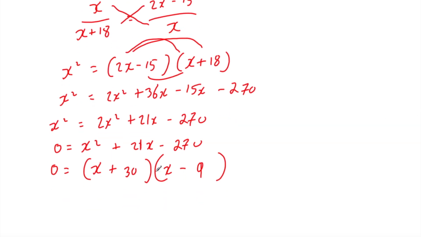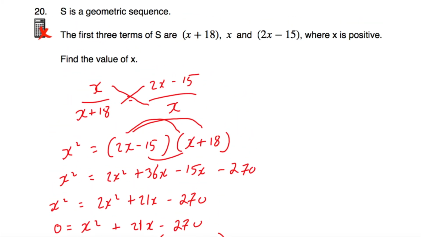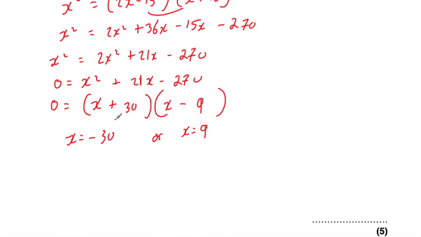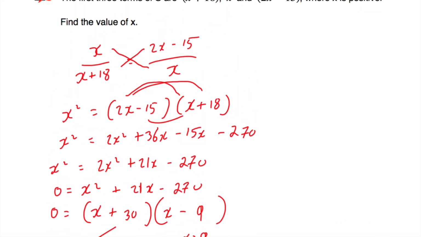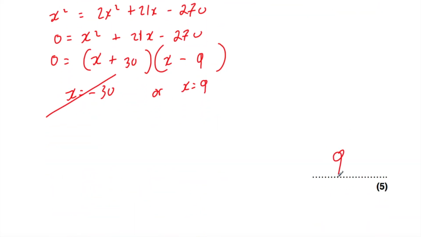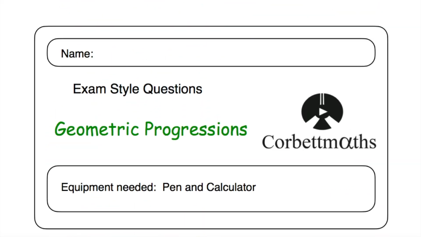Okay, now we want to solve this equation. So that means that x is equal to here, minus 30. Or here, x is equal to 9. So we've got our two values of x. Now the question says that x is positive, so that solution is not going to work. And we just need to find x, so x is equal to 9. And that's it.